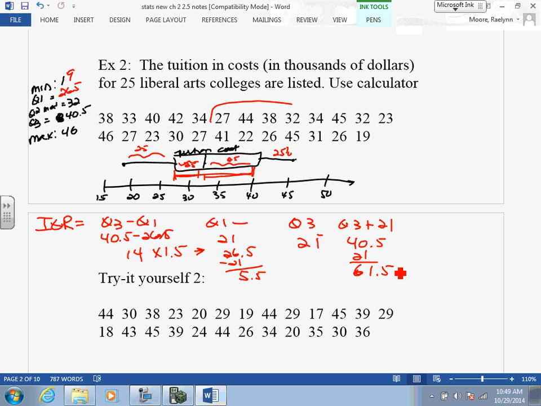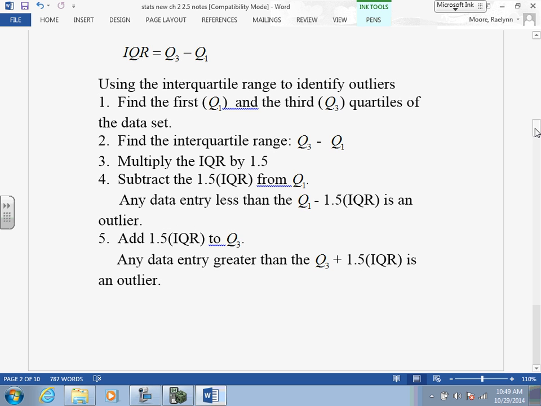Carson? How do you get 1.5? It's in the formula. There is a little formula that I gave you on your notes, and it is right here. It's a little formula that they use to determine if we have an outlier. You're going to take your interquartile range after you find it, and you're going to multiply it by 1.5.